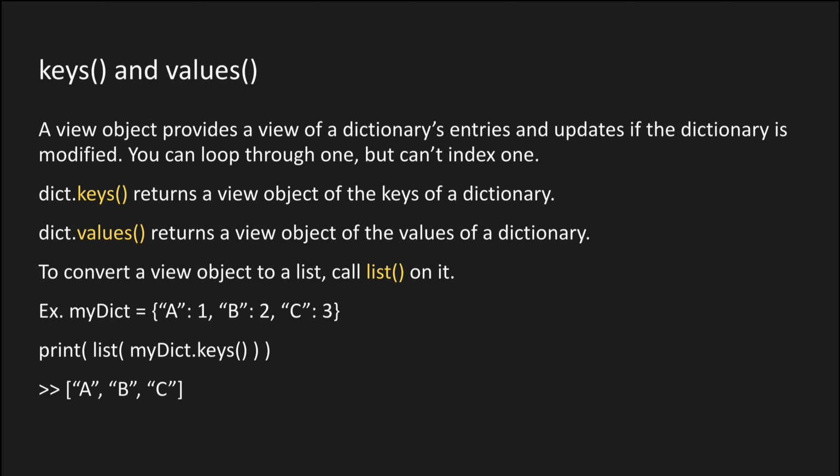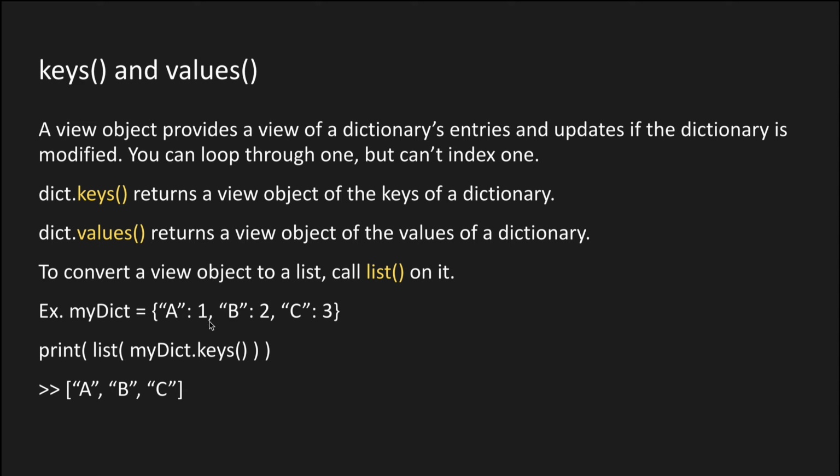Some useful functions we can use on dictionaries are keys and values. So calling keys on a dictionary returns a view object of the keys of that dictionary, and values returns the values. So a view object basically is what it sounds like. It gives you a view of the dictionary's entries, but you can't index that view. So you can't directly modify it. You can, however, loop through it, which is often good enough in most cases. But if you want it in a more accessible form, you can call list on it.